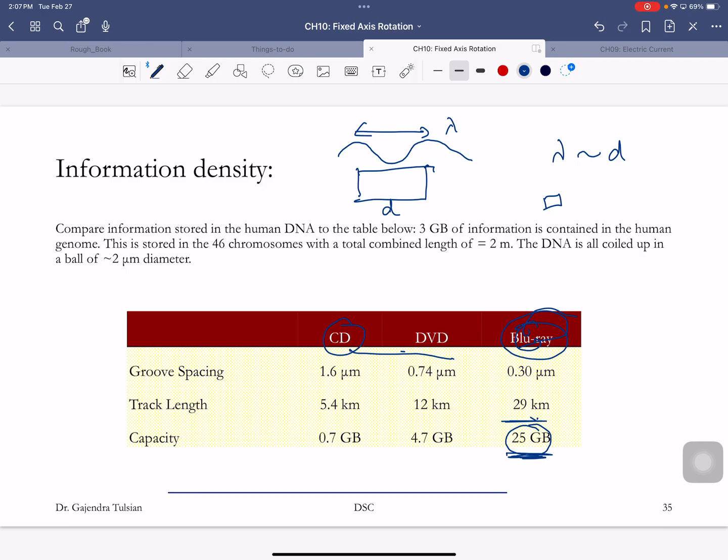Your DNA is 2 meters long. 2 meters is the width of this table. And you can pack 3 gigabytes of information. So for 25 gigabytes, 2 times 8, all you need is 15 meters, instead of 30 kilometers. So the information density is 2,000 times greater in your DNA. All right, we have a ways to go to catch up to nature.